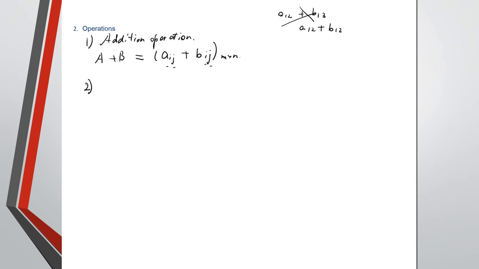Okay, so the next one is a little harder, but still relatively very simple compared to the later operations we are going to talk about. It's called scalar operation. I'm sorry, scalar multiplication.